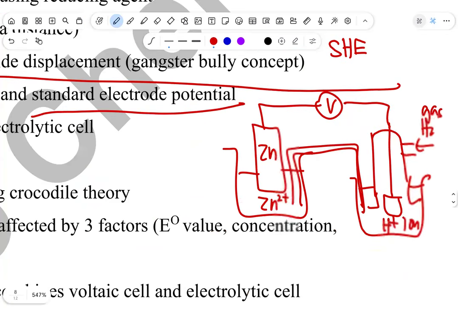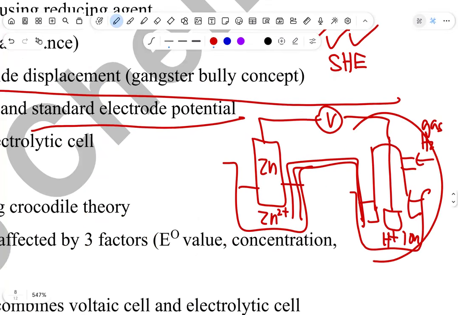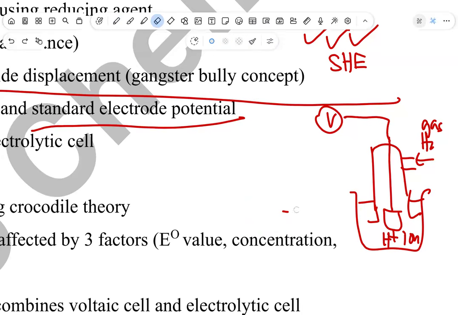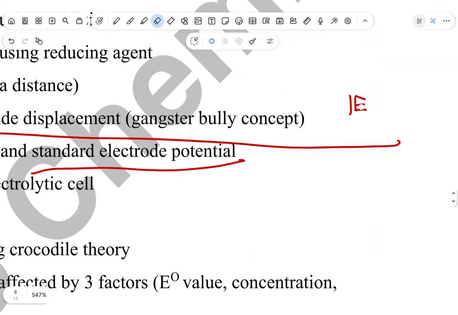Okay. So if you want to know how much voltage is produced by a half cell, you must connect the half cell to the standard hydrogen electrode. Make sure you know how to draw the standard hydrogen electrode. Sometimes they'll ask you to draw. Okay, that is something that we all learned previously.